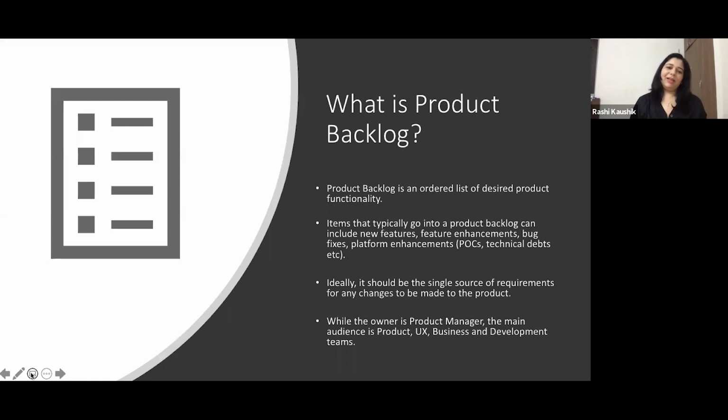So the first thing is, what exactly is a product backlog? A product backlog is an ordered list of desired product functionality. Items that typically go in a product backlog can include new features, feature enhancements, bug fixes, and platform enhancements like technical debts. You might be doing some POCs and other technical stuff. Ideally, and in most cases, you should make sure that the product backlog is the single source of requirement for any changes to be made to the product.